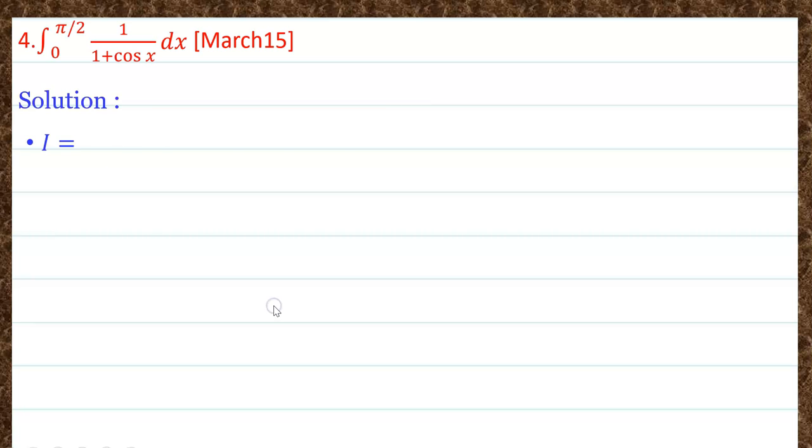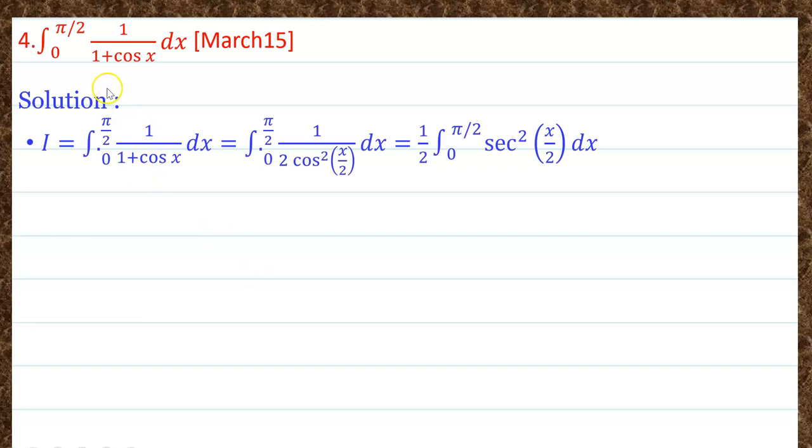Now next question, question number 4. Integral 0 to pi by 2 1 upon 1 plus cos x dx. This question was asked on March 15. It is a very easy question. I is equal to integral 0 to pi by 2 1 upon 1 plus cos x dx. We know the formula: 1 plus cos of a is equal to 2 cos square a by 2, whatever the angle, divided by 2. So that is 2 cos square x by 2.